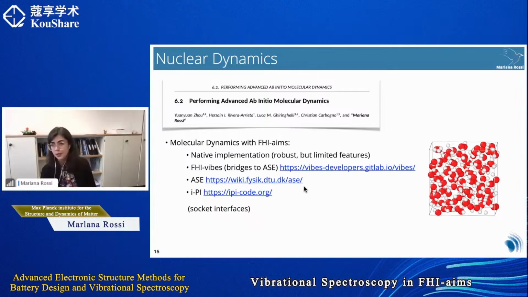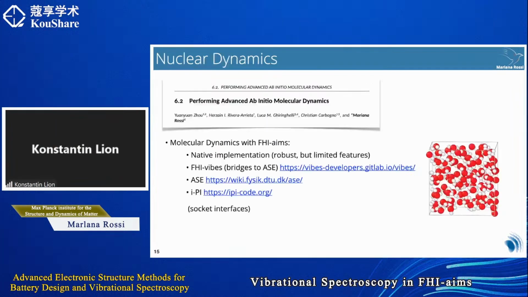ASE itself, of course. And i-PI, which is my personal favorite because I also developed i-PI, but that's another story. But in i-PI, if you need to do very advanced types of molecular dynamics, including maybe nuclear quantum effects and so on, that's the code to go to. It has very advanced techniques implemented, and it can give you lots of features. And all of these work through socket interfaces, so it's quite efficient to do it with FHI-aims. You don't lose any efficiency in this case.